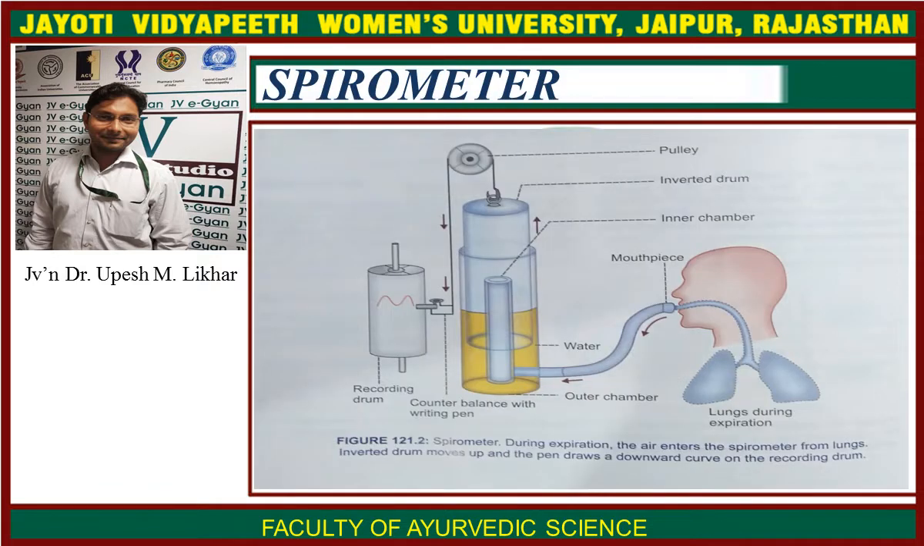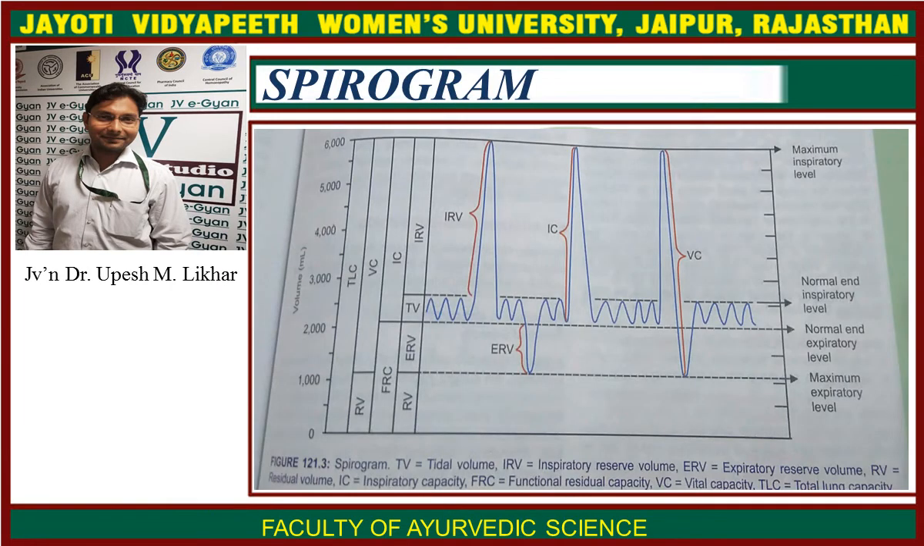This is the structure of spirometer. Spirometer is made up of metal and it contains two chambers, namely outer chamber and inner chamber. Outer chamber is called the water chamber because it is filled with water. A floating drum is immersed in the water in an inverted position. Spirograph is the graphical record of lung volumes and capacities using spirometer.